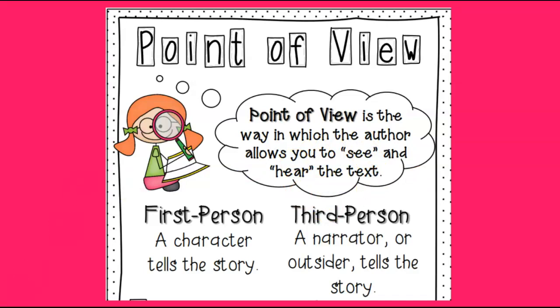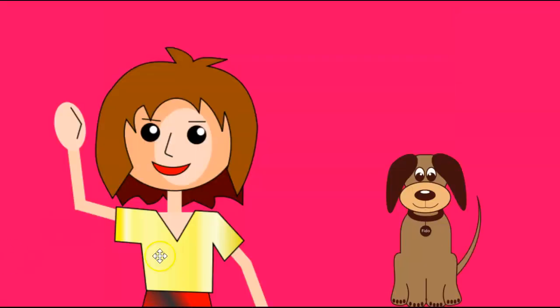So let's look at an example of a type of point of view. First person, a character tells the story. So that's like if I had a character right here named Julie, and she was telling a story about a time her and her dog went on a trip. She would use words like I and we and me. That would show that it is first person. It is coming from her.